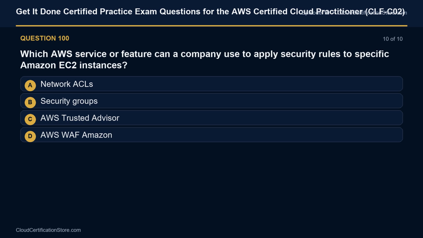Question 100. Which AWS service or feature can a company use to apply security rules to specific Amazon EC2 instances? Option A, Network ACLs. Option B, Security Groups. Option C, AWS Trusted Advisor. Option D, AWS WAF.